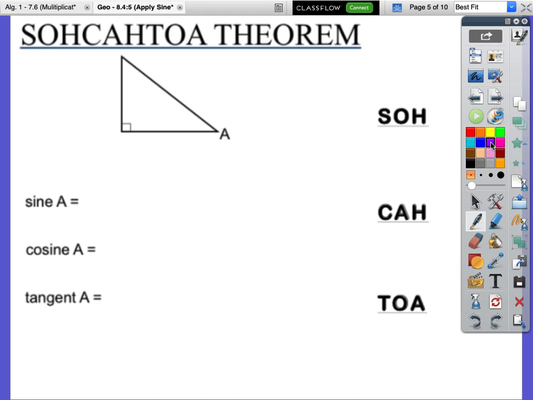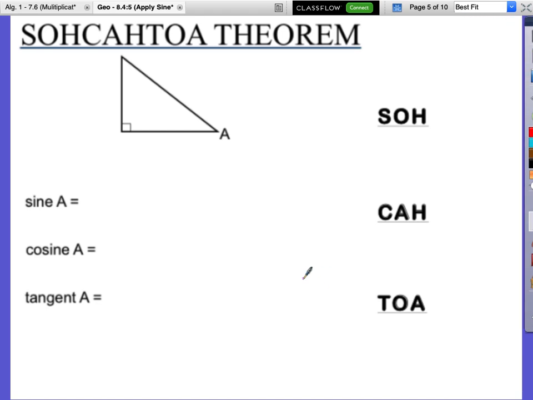Now, if we call this a right triangle, right? Right triangle here with the little box there showing us, hey, this is a right angle, 90 degrees. And we have angle A. We can call this the leg what compared to angle A? Opposite, leg opposite angle A. And I'll let us abbreviate that as OPP.